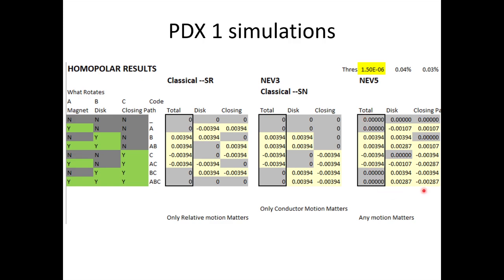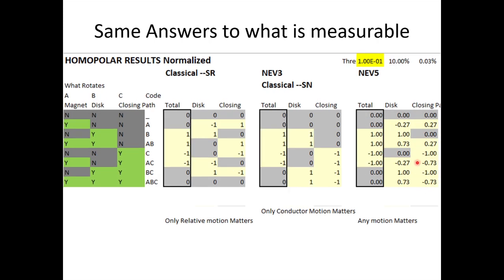Now, let me normalize this. Let's divide everything by 3.94 millivolts so it's easier to look at this data. So what we learn here is that at this part here, this total is the sum of the voltage in the disk and the closing path. That's what this is. That's the sum total. And this total is the part you can actually measure. The parts you can actually measure from all three, or actually all four theories, give you exactly the same results. And over here, this is the list of what's turning or what's not turning.